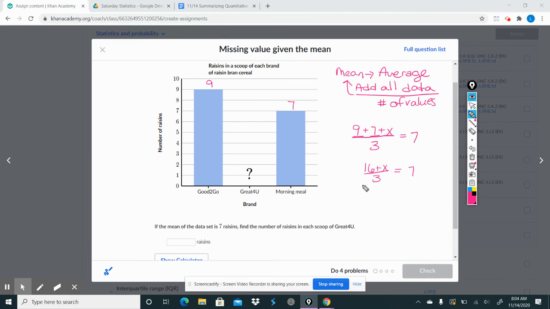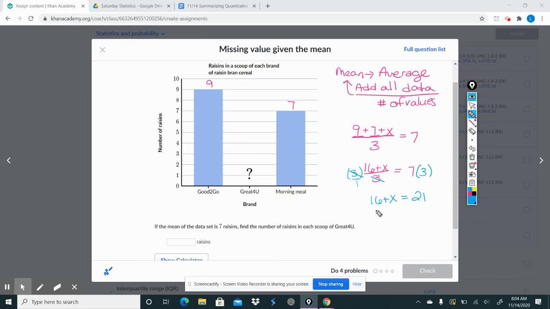Now we have to get rid of this fraction. In order to get rid of a fraction, we need to multiply both sides by our denominator. You're going to have a little calculation here, so make sure you have a piece of paper and a pencil to work this out. If you need a calculator, the calculator is on the bottom, or if you have one on your own, that's great to use. So we're going to multiply both sides of our equation by 3. They cancel out on the left-hand side because remember this is 3 over 1. We can simplify, and we're left with 16 plus x equals 7 times 3, which is 21.